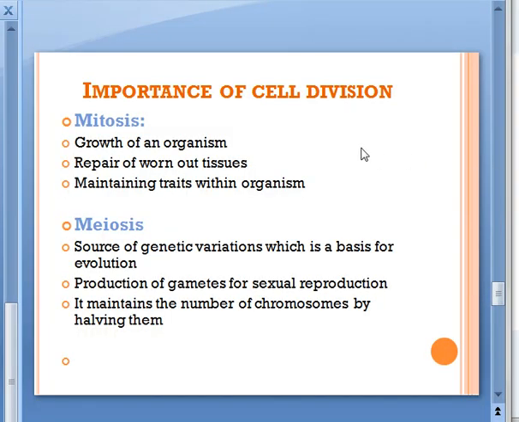So when we look at the importance of cell division, we see that mitosis has played a role in growth. We cannot grow without mitosis. When you get a wound, repairing of it is done by mitosis. And even maintaining the traits within an organism, since the number of chromosomes is maintained and the daughter cells are always identical, there is that advantage that you can maintain a character that you desire. In meiosis, we shall also explain it after we have understood how meiosis occurs.